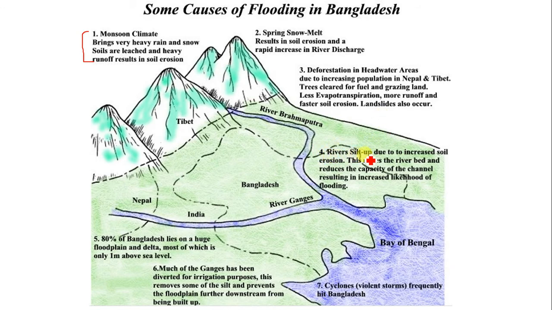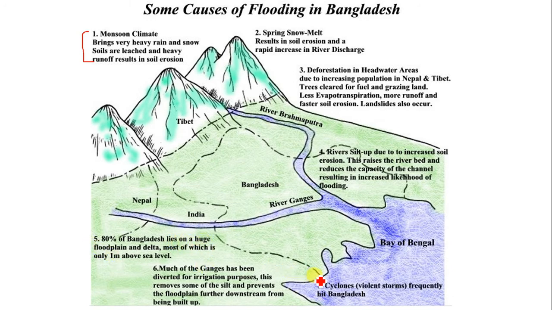So for the river to silt up, that means most of the soil particles washed downstream will be deposited along the river channel, which will now lead to rise in the riverbed. And once there's a rise in the riverbed, then it will be very easy for the river to overflow its bank and lead to a high rate of flooding.